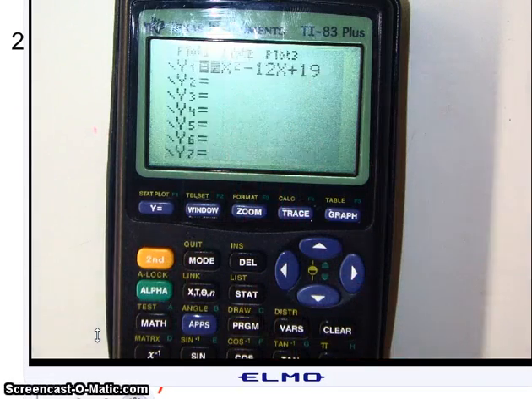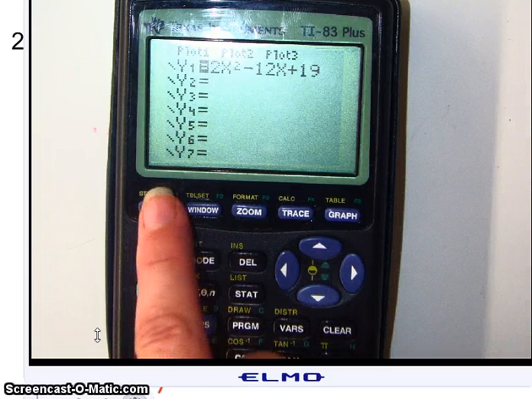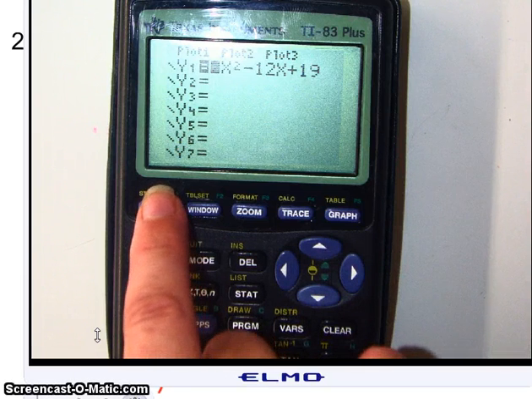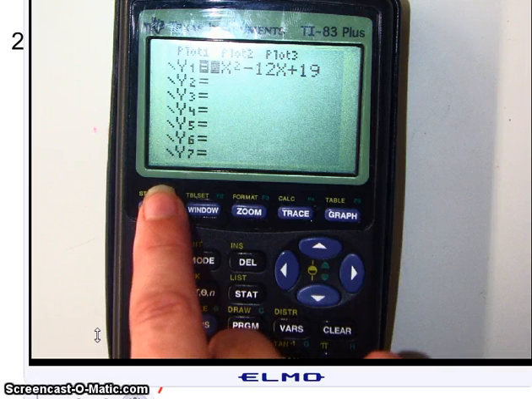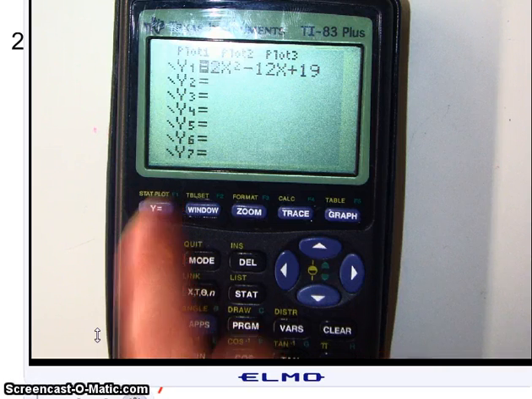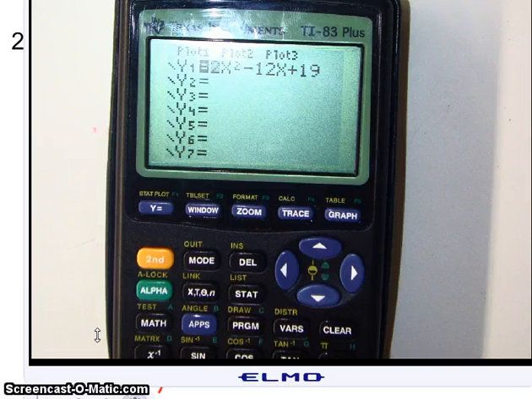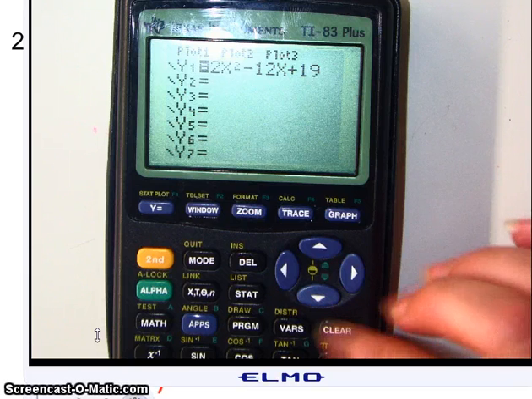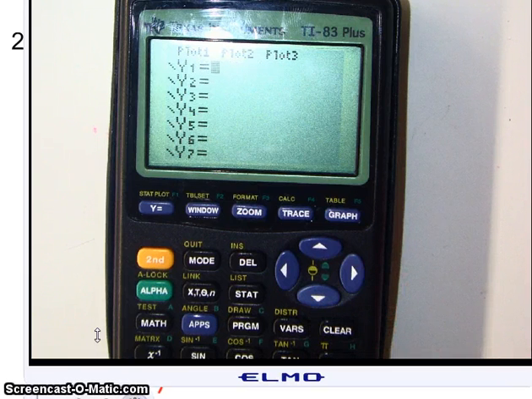All right, so hit your y equals button. Does everybody know where the y equals button is? My finger's on it right now. Okay. The previous class probably already put that equation in, all right? But I need for you to know how to do this. So let's do it together. I'm clearing that out. And I'm typing my equation in.